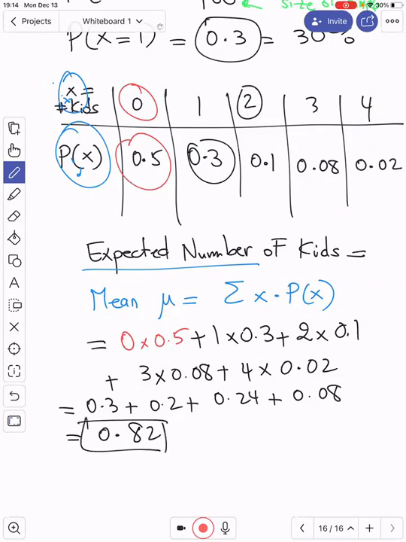That's the expected number of kids. So what we are saying is, if you select a couple at random, you expect that the couple has about 0.82 kid, which is close to one kid. Okay.